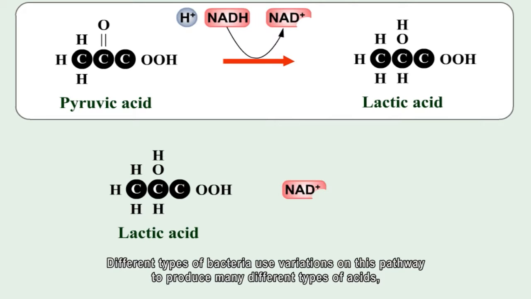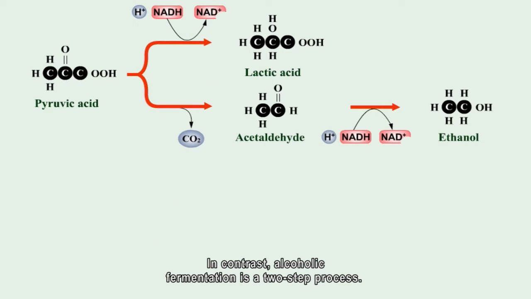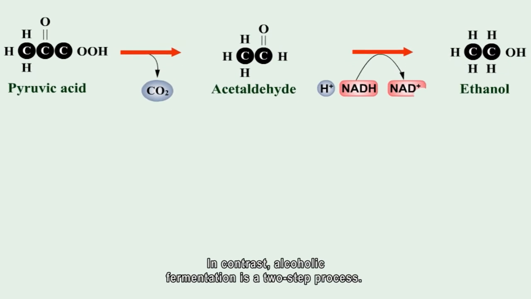Different types of bacteria use variations on this pathway to produce many different types of acids, including formic, succinic, propionic, acetic, and butyric acid. In contrast, alcoholic fermentation is a 2-step process.